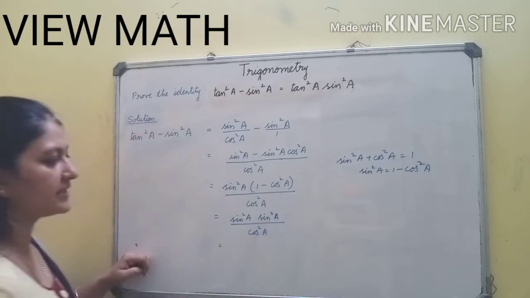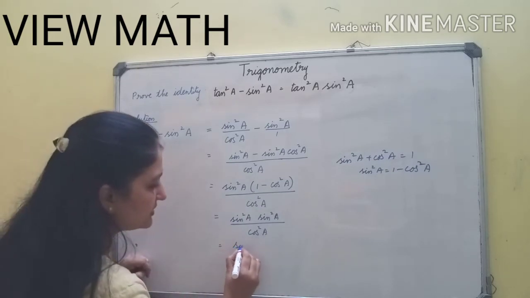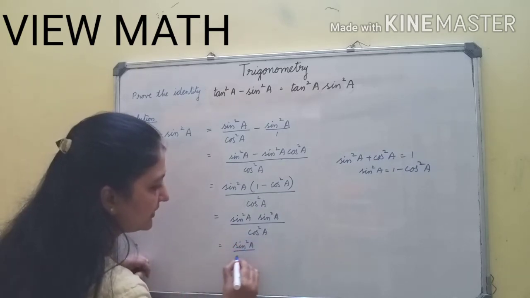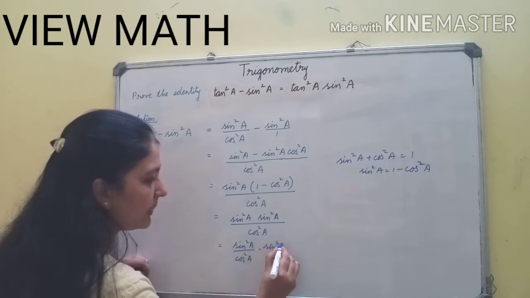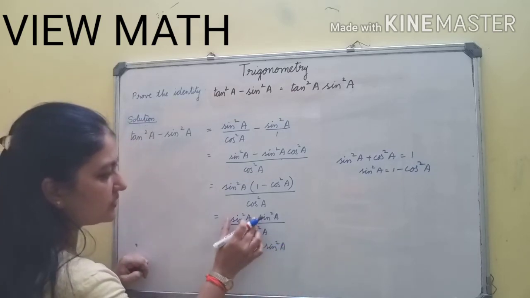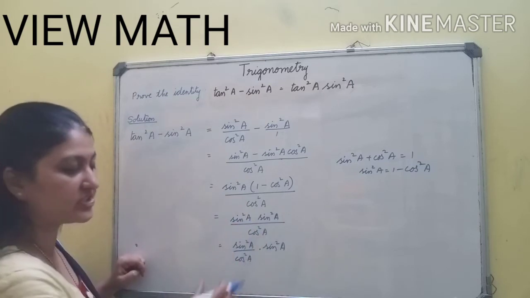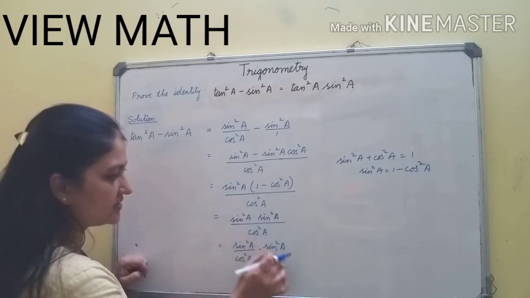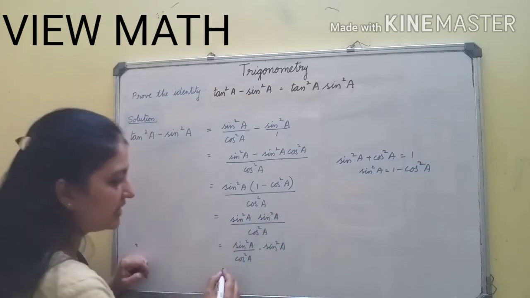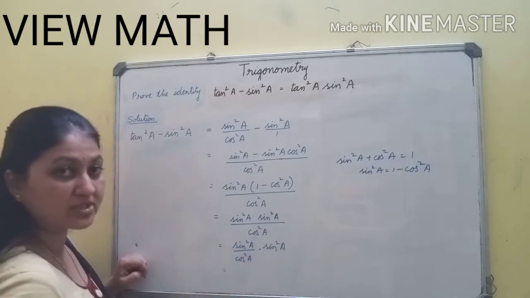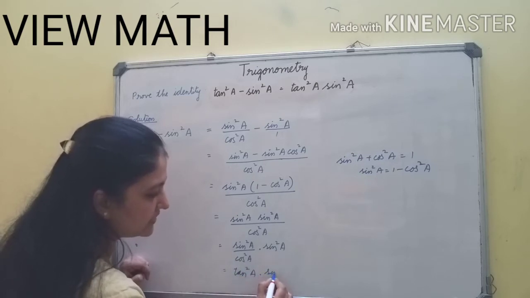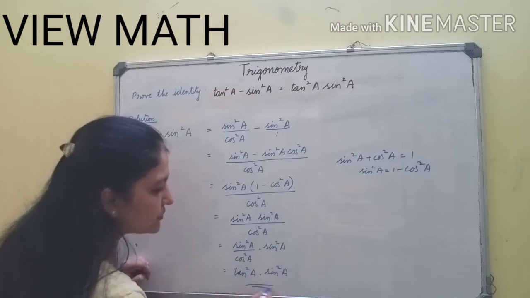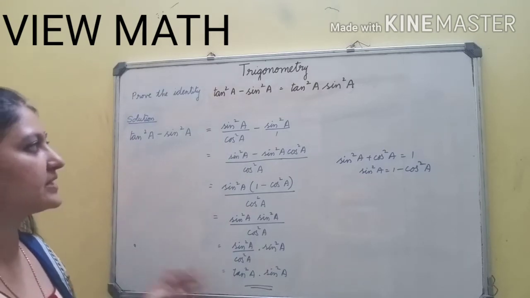Now, this I can write as sin square A by cos square A, right? Into sin square A. I am writing the denominator only for this because it's a multiplication. So I am writing the denominator for this and writing the sin square A as it is. So now what is this sin square A by cos square A? Sin square A by cos square A is tan square A into sin square A. This is the thing they are asking us to prove. We have proved it. It's very simple.